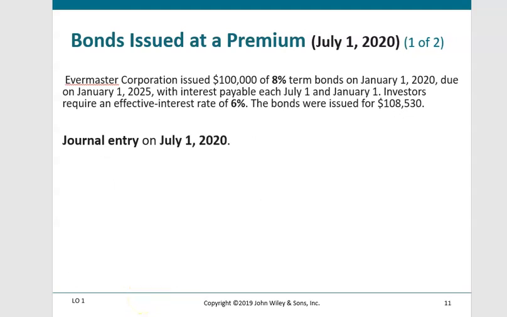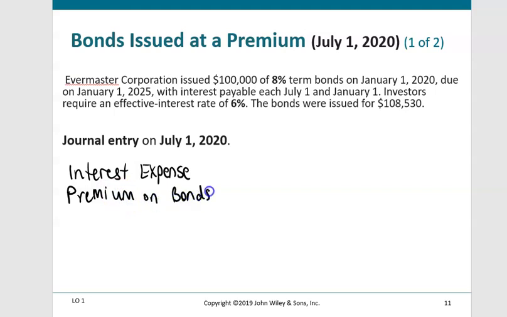Here we are asked to record the journal entry on July 1st. We're going to debit interest expense. We're going to want to decrease, remember, premium amortization is a reduction to interest expense. So we decrease or debit premium on bonds payable. And July 1st, the reason we're booking the entry is that this is an interest payment date, so we credit to reduce cash.